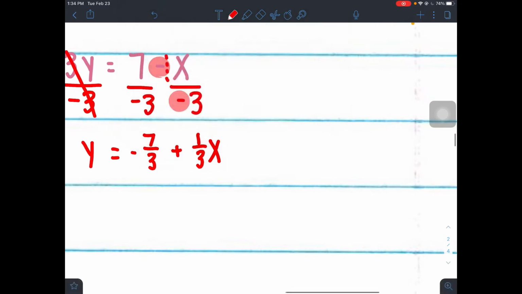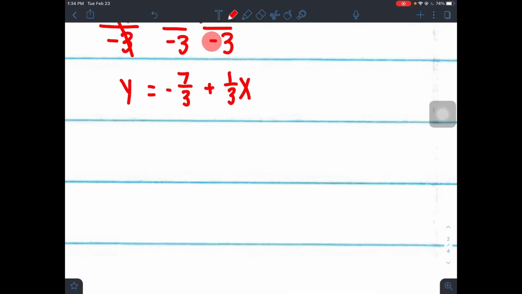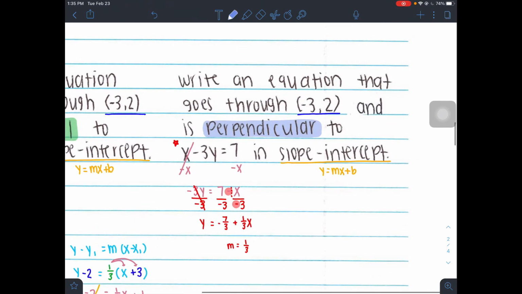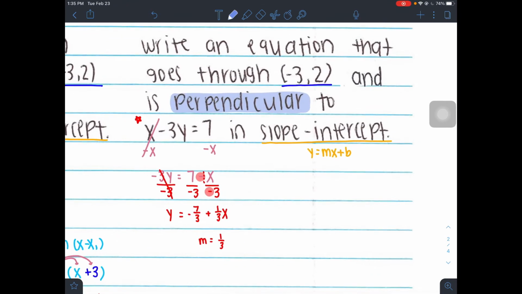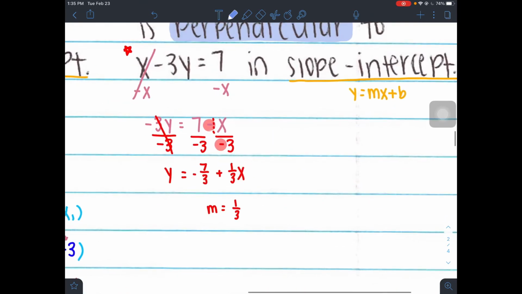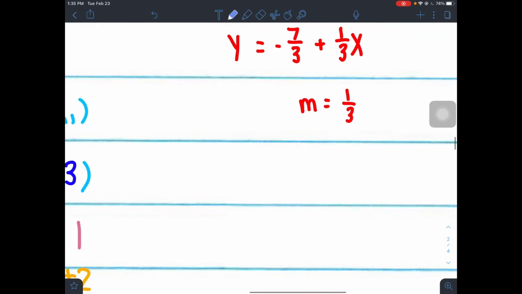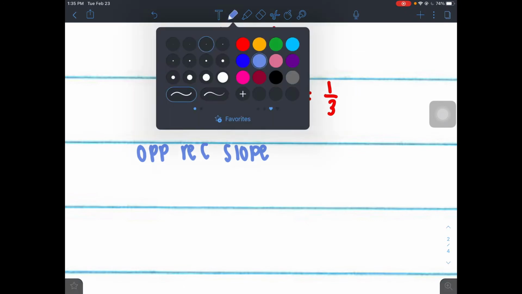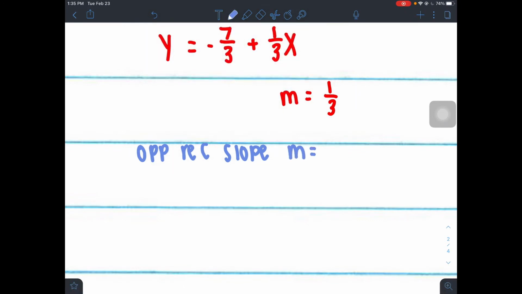Okay, so what is the slope of this equation? Remember, your slope here is always attached to x in slope-intercept form, so your slope here is 1/3. Now the question becomes, do you want to use this same slope for this problem? Well, what kind of equation are we trying to create here? We're trying to create a perpendicular equation. Well, for a perpendicular equation, we want to use opposite reciprocal slope. If we want an opposite reciprocal slope, that means our slope is no longer going to be 1/3.